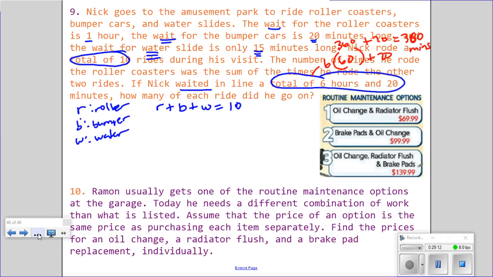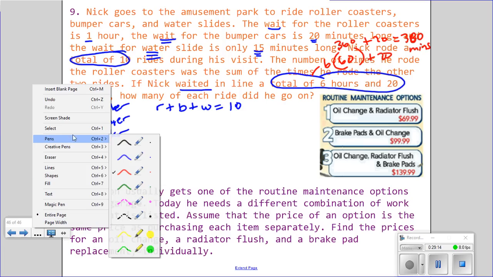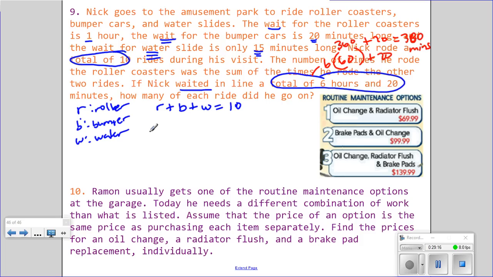With that being said, for roller coasters, it was 1 hour or 60 minutes. So 60 times R plus 20. See, we don't have to convert this one. It's already ready. 20 times bumper plus 15 times water was equal to a grand total of 380 minutes.